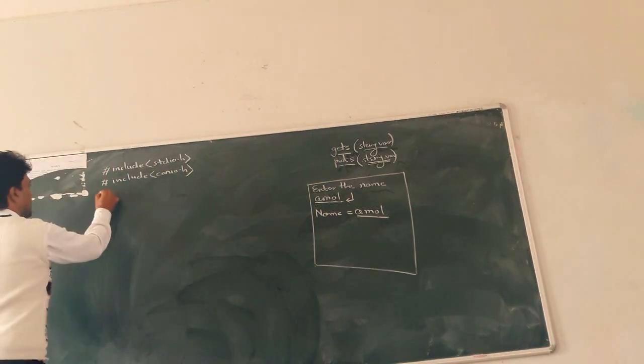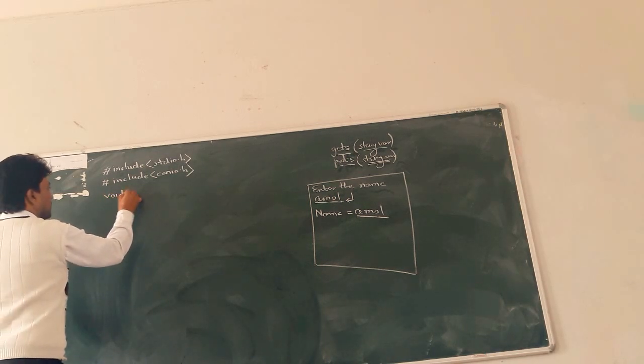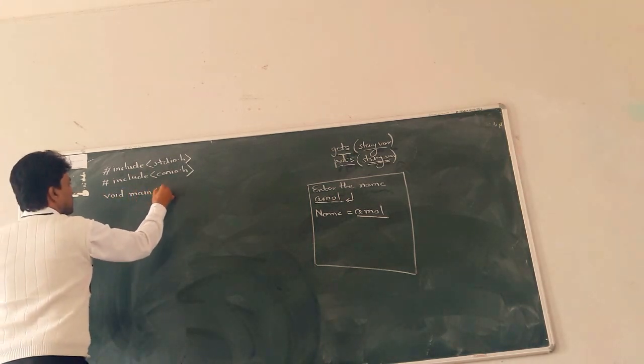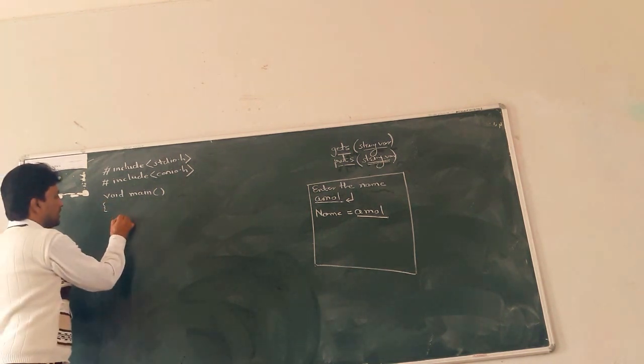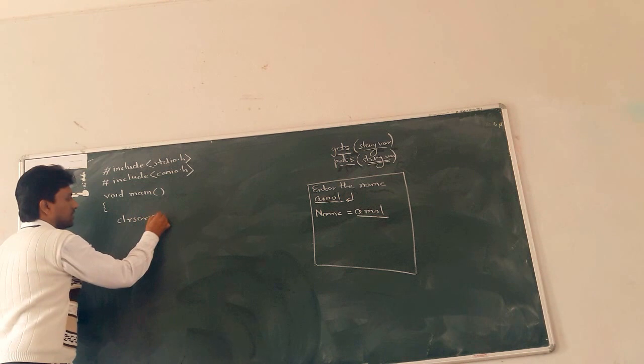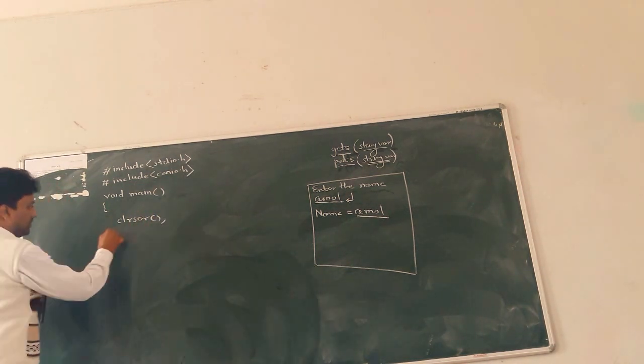After that, start from the main function, void main. Next, clrscr. Next, printf.